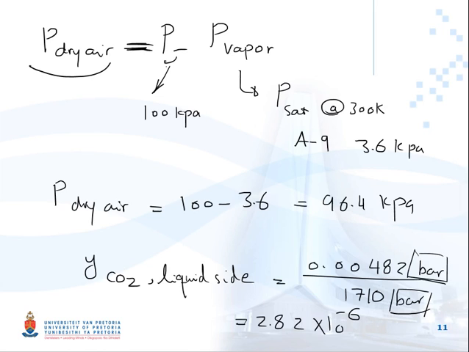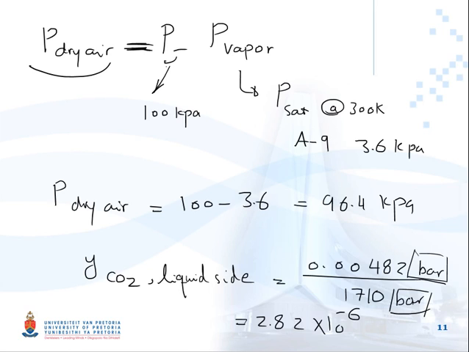Sometimes a student just goes to the table and reads it, and they forget to mention that the unit was bar, and after that they put here kilopascal and divide, and the answer is wrong. Why? Because when you want to divide two values to get a dimensionless value, those two numbers should have the same units, otherwise you can't generate a dimensionless value like molar fraction or mass fraction.